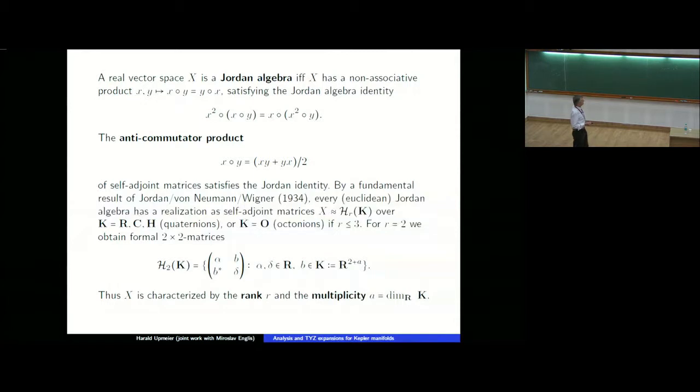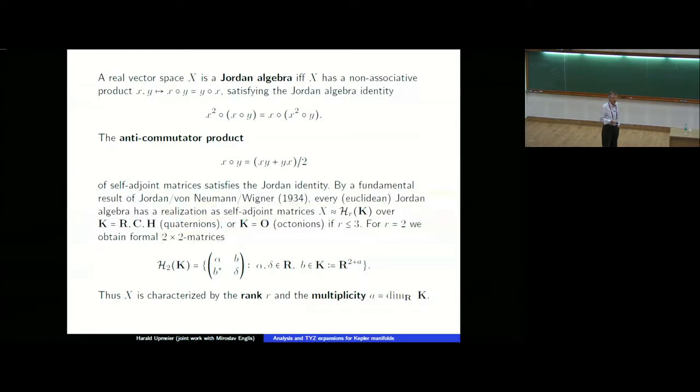So this time we take a real vector space. That's why I call it X instead of Z. It is called a Jordan algebra if it has a product denoted by a circle, X circle Y, which is non-associative, but it is commutative. X circle Y is Y circle X. And Jordan's achievement was to find this identity. X squared circle, X circle Y is X circle, X squared circle Y. The multiplication by X and by X squared commute. That is his achievement. This is true for the anti-commutator product in an associative algebra.